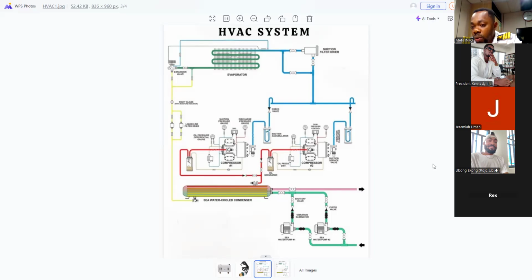But making it flood or return liquid back to the compressor is what I don't really understand practically. But I know it helps to regulate. It tells the expansion valve to open more or to close. It just helps the expansion valve regulate the liquid refrigerant going into your evaporator.